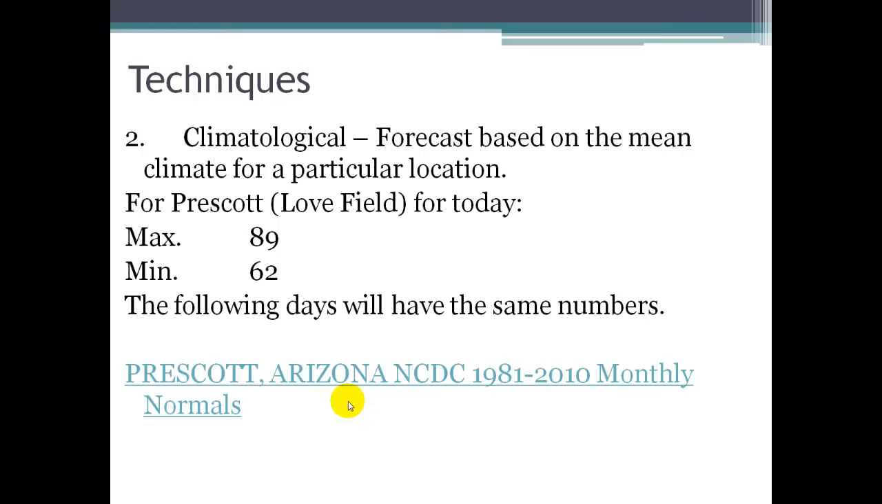That normal is a 30-year average for a particular location. So for Prescott today, maybe the normal is a maximum of 89 degrees Fahrenheit and the minimum is 62 degrees Fahrenheit. These are the normals. And so again, similar to the persistence model, we can say the following days are going to have similar numbers, just based on what's normal.